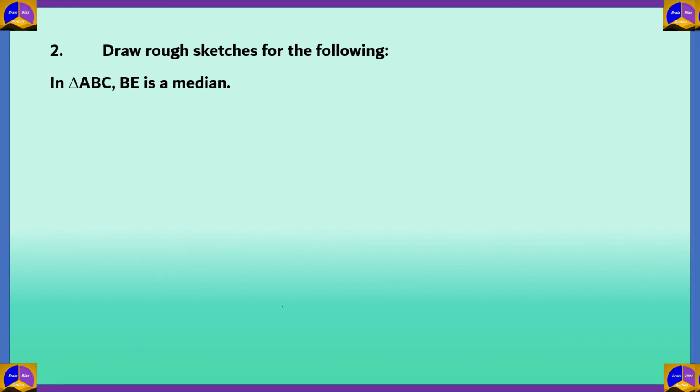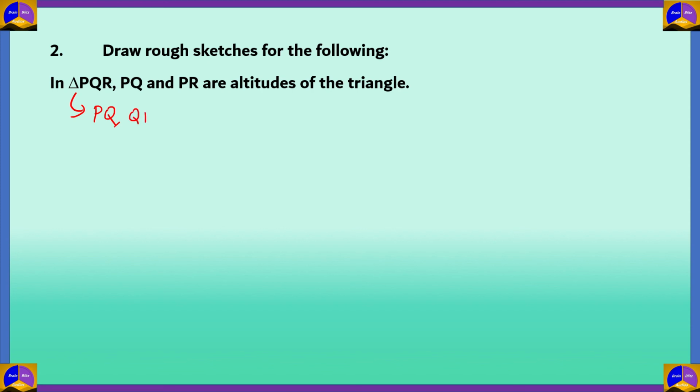Next question. In triangle PQR, PQ and PR are altitudes of the triangle. So now let's look at the sides of triangle PQR. In triangle PQR, the sides must be PQ, QR, and PR. Now the question is also saying that PQ and PR are the altitudes of the triangle.